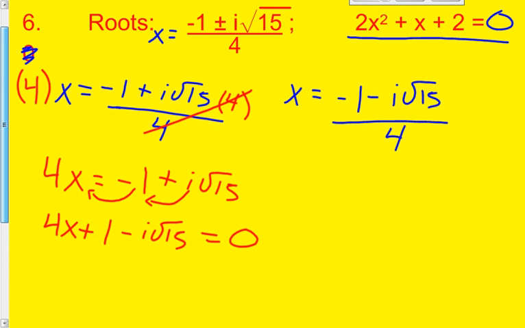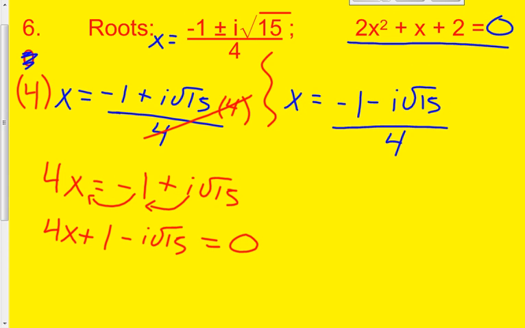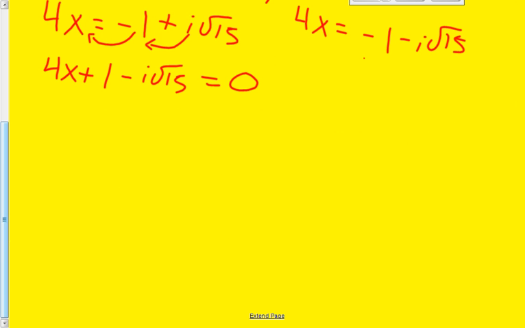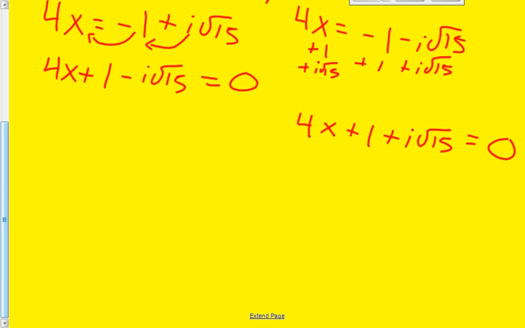If you got lost, watch again as we do this one. We're going to multiply both sides by 4 to get rid of that denominator. So now we have 4x equals negative 1 minus i square root 15. Now I want a 0 on the right side, so I want to add 1. So we get 4x plus 1, and I want to add i square root 15 to both sides. So 4x plus 1 plus i square root 15 equals 0.